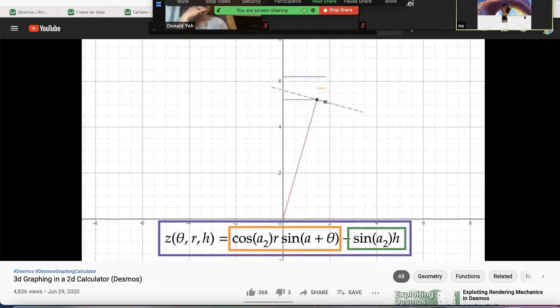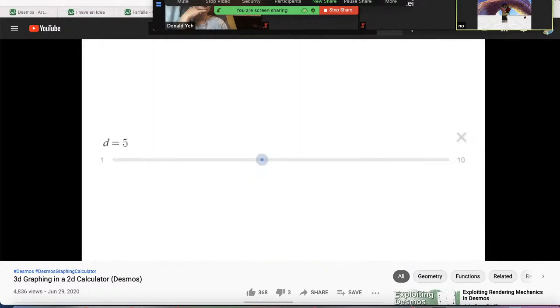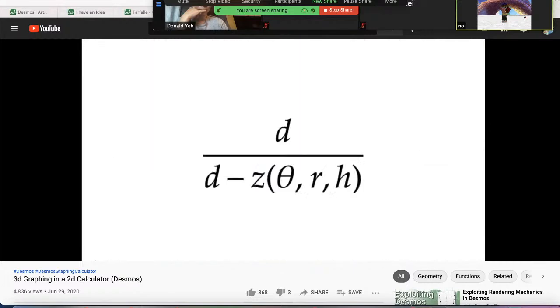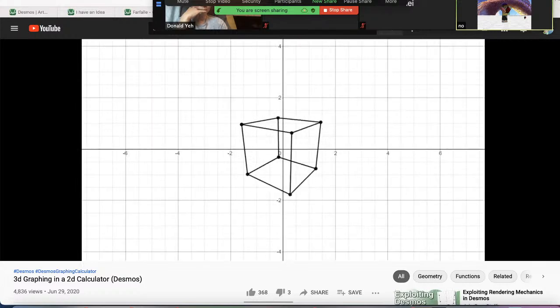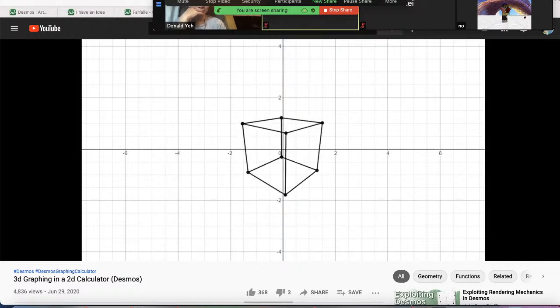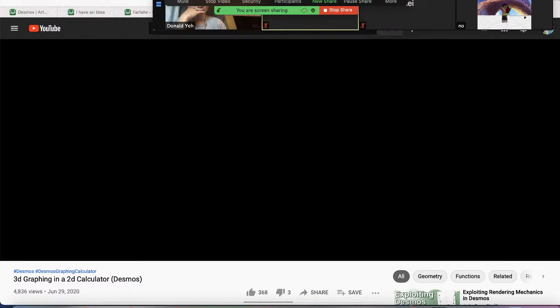Now that we know the z-coordinate of our points, we can create a distance slider and multiply everything by d over d minus the z position of each point. It actually works, and since it uses trig instead of lists and sums, it runs fast. That's about all I have to say, so have some cool visuals before the video ends.